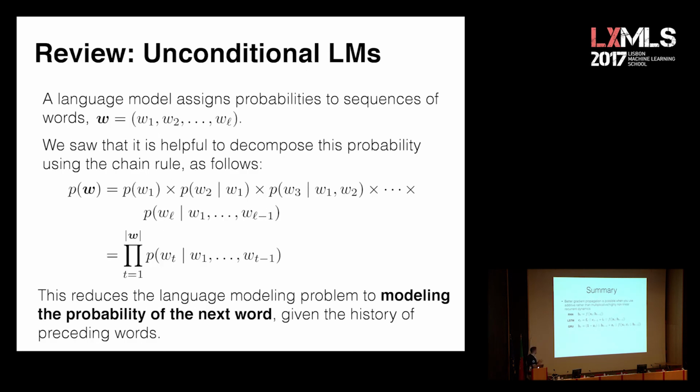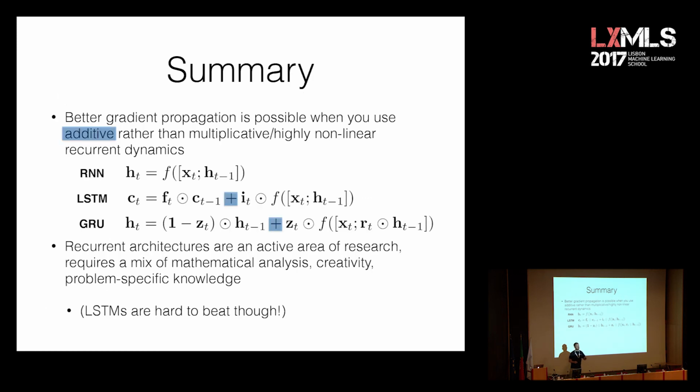So here's a summary. These are the three definitions of how the RNN's hidden state evolves over time. The main thing to notice is that you get better gradient propagation when you use addition rather than multiplication. And that's what LSTMs and GRUs have. The specific way that they do these updates is architecture dependent. This is still an open area of research.